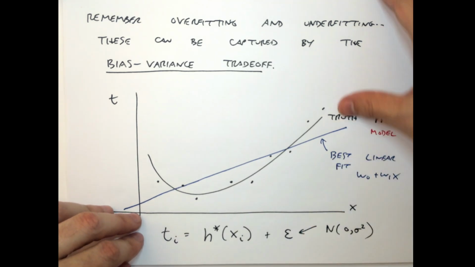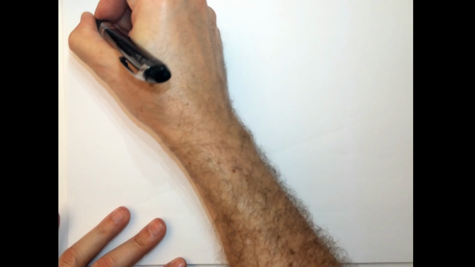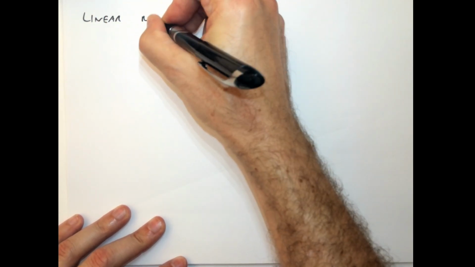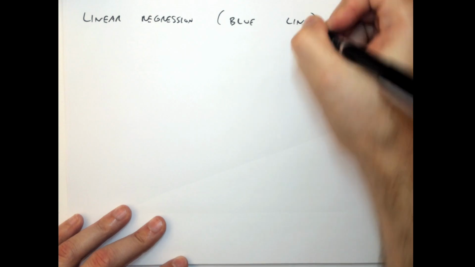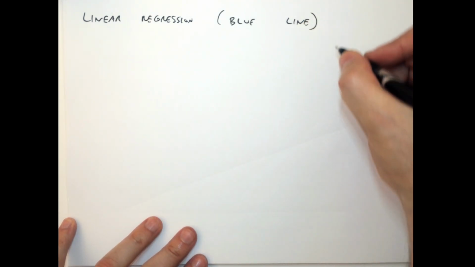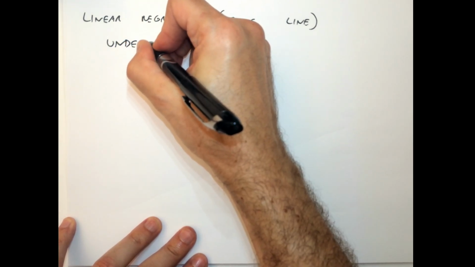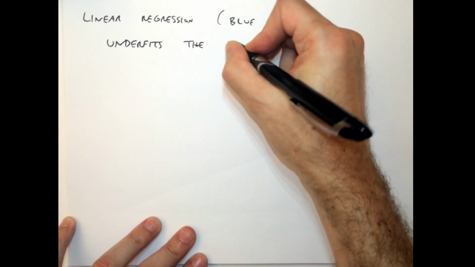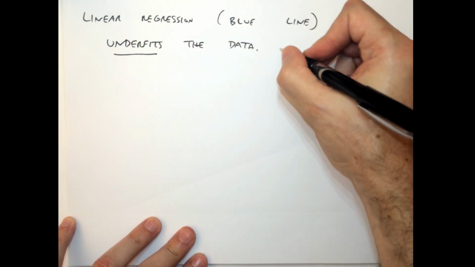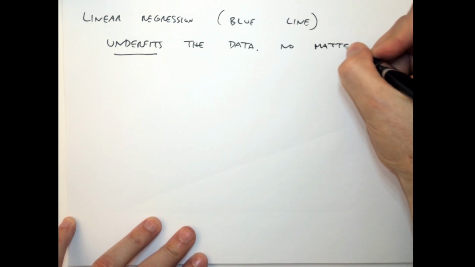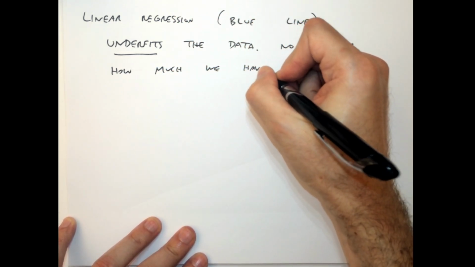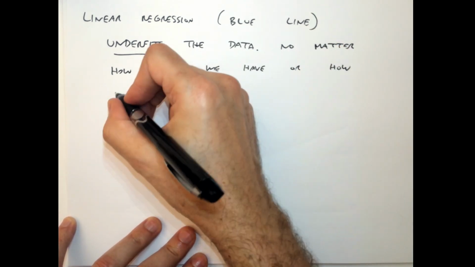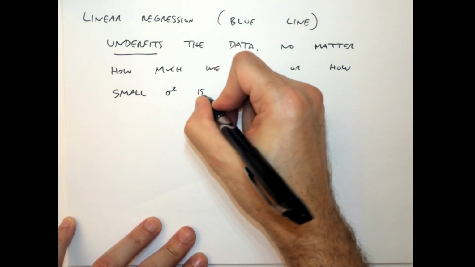So this kind of linear regression, which is the blue line, basically underfits the data, no matter how much data we have or how small the noise is.